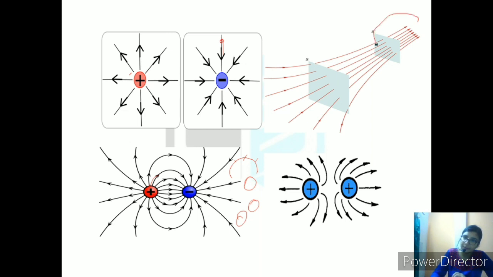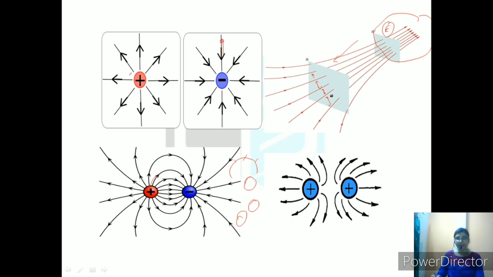When the field lines are closer to each other in this region, the strength of the electric field will be more. And as we move in this direction, as the electric field lines are moving away from each other, the electric field strength will decrease. So the relative closeness between the lines of force gives the strength of the electric field intensity.